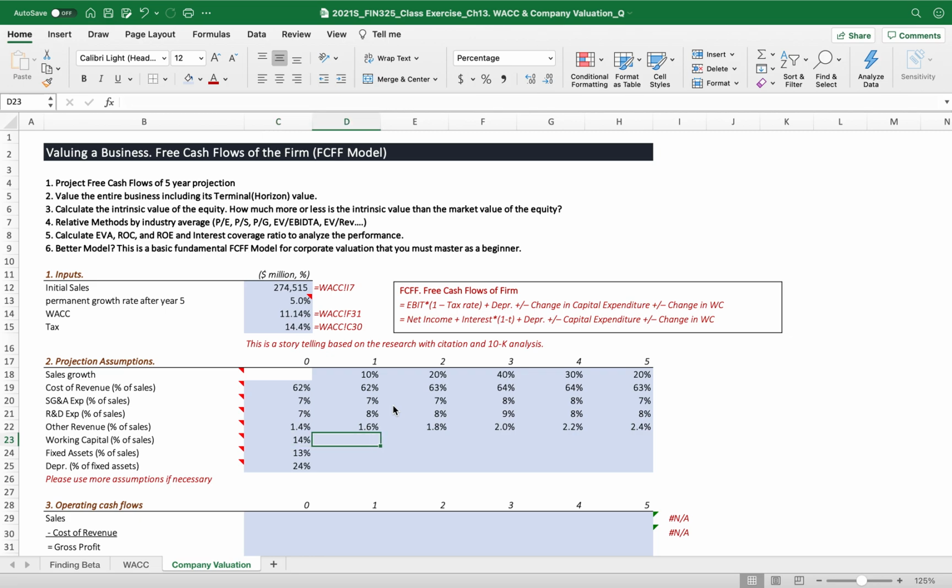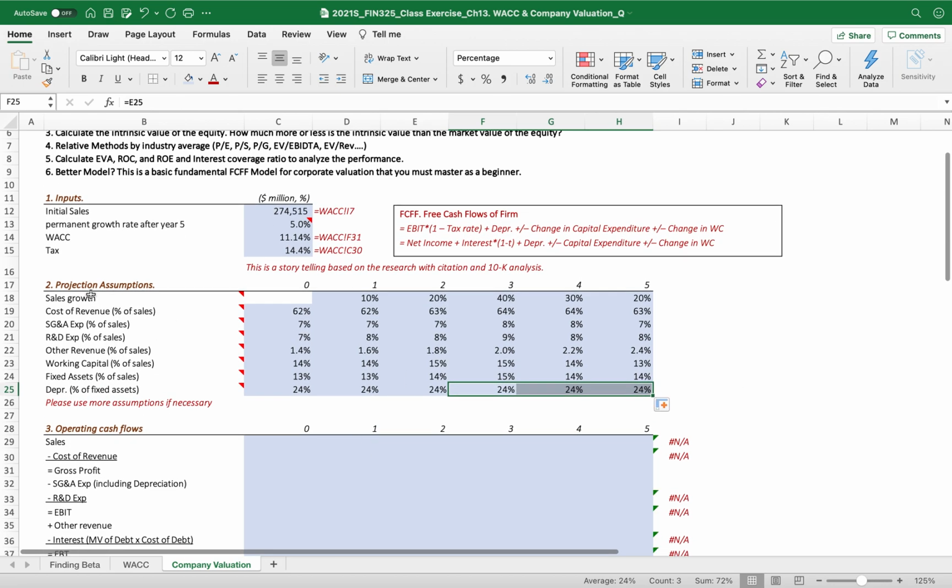Okay, and then working capital, I also put a very similar percentage. Okay, then the fixed asset, I also think they will increase a little bit, because they launch a new business. And then the depreciation, they usually are the same. The depreciation is usually the same because the useful life of the PP&E is almost the same in every case. So I'm gonna put the same percentage like this. Okay, this is the project assumptions part.